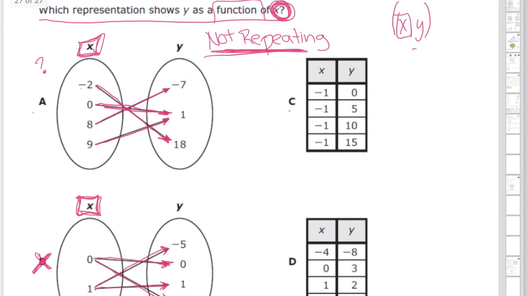Okay, when we look at answer choice C, it is a table this time. And they were nice enough to label it again for us. But remember, we're only focused on x. And we know in a table, on a mapping, or in a coordinate grid, x is always first. And remember, I'm looking for x that is not repeating. So when I look at this row of x's right here, I see -1, -1, -1, -1. It is repeating the whole time. So this C cannot be my answer because we're looking for the one that is not repeating, right?